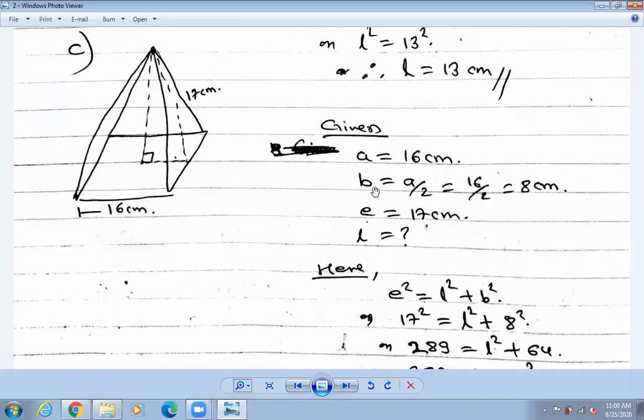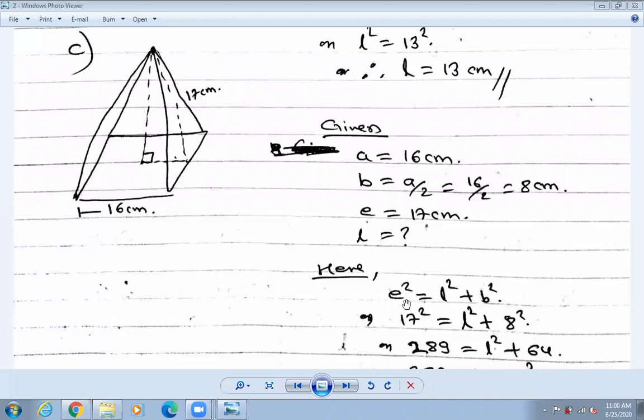Okay. So B is 8 centimeter and E is 17 centimeter. E is there. L you need to find out, the lateral height. So in this case, how will you find out? What was the formula if there is E? Then E square equals to L square plus B square. This was the next formula I told you. So E square equals to L square plus B square.